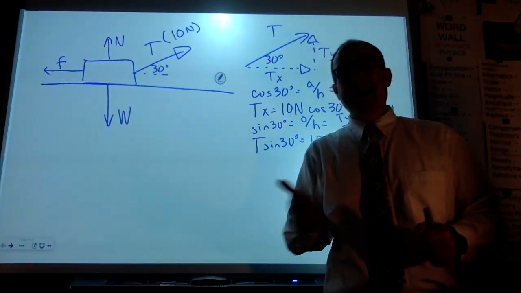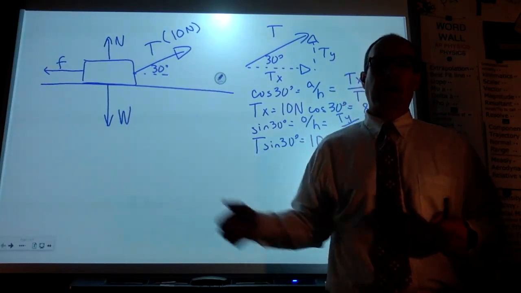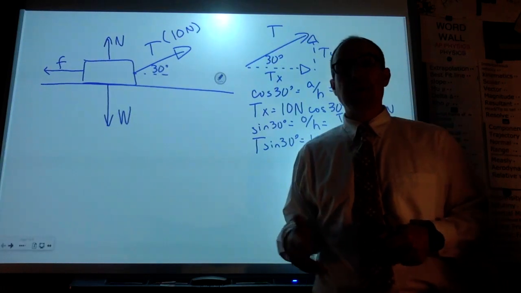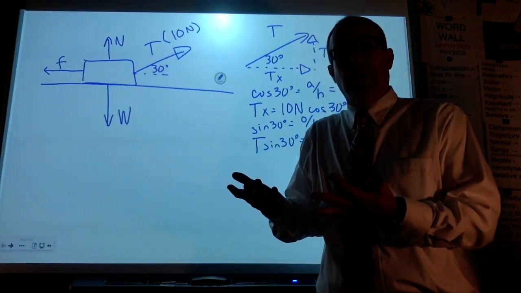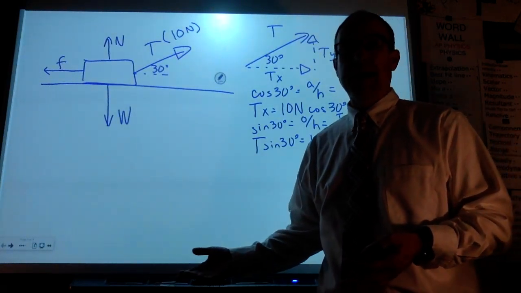So this pulling at an angle at 10 is pulling 8.7 sideways and 5 up, which is going to change the normal. It's going to make this box a little bit easier for the ground to push up on because my pulling is pulling up on it a little bit.